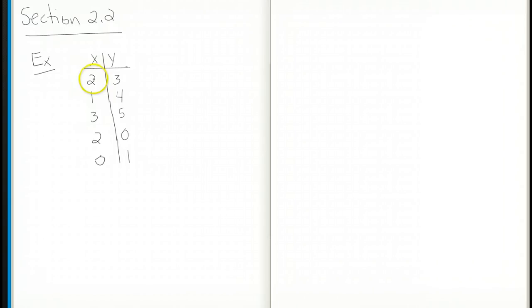A quick way to determine this with a table is to look for duplicates in the x input column right here. Notice that there are two twos. Notice that 2 goes to 3 and 2 goes to 0. Because the input of 2 has two outputs, we know that this is not a function.